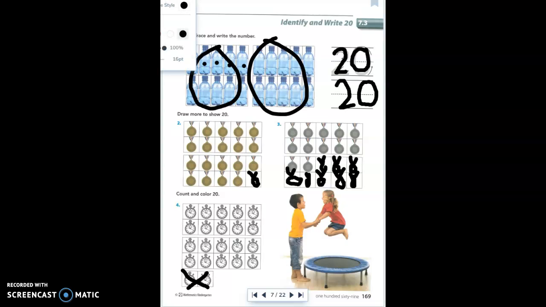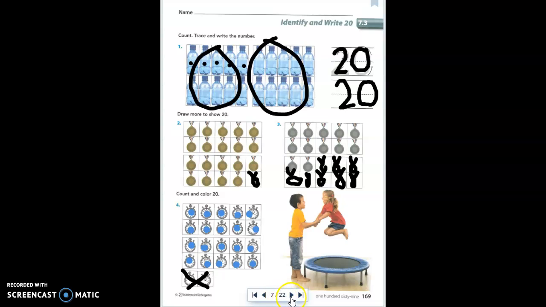They want me to color these. I'm going to grab blue, and I'm just going to color them real quick. 1, 2, 3, 4, 5, 6, 7, 8, 9, 10, 11, 12, 13, 14, 15, 16, 17, 18, 19, 20. Did I need to count all those individually? Absolutely not, because I knew 20 is made by 2 full tin frames filled up.